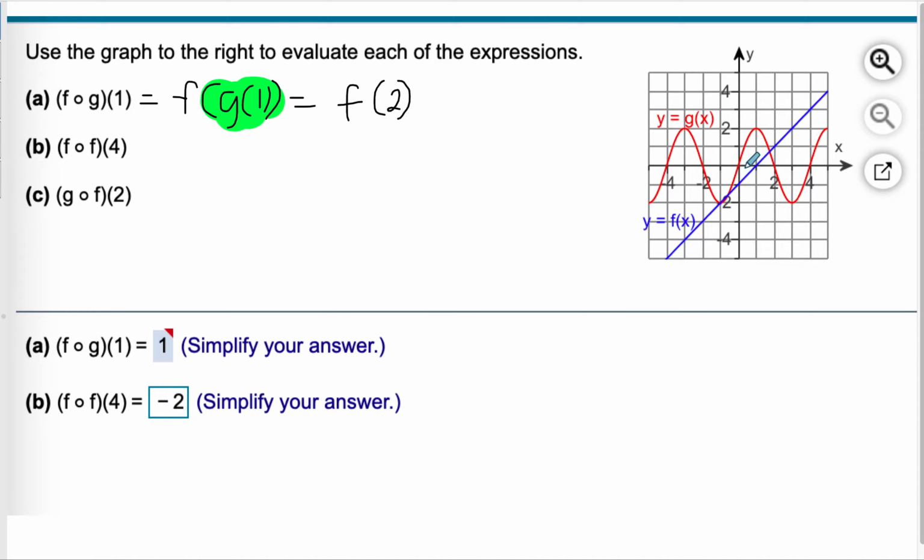Now we go to 2 on the x-axis, and we go to the blue graph, because the blue graph is f of x. So we go over here to the blue graph, and the answer happens to be 1. So that's what we do for part A, the one that you missed. So redo this problem and do it in that very way.